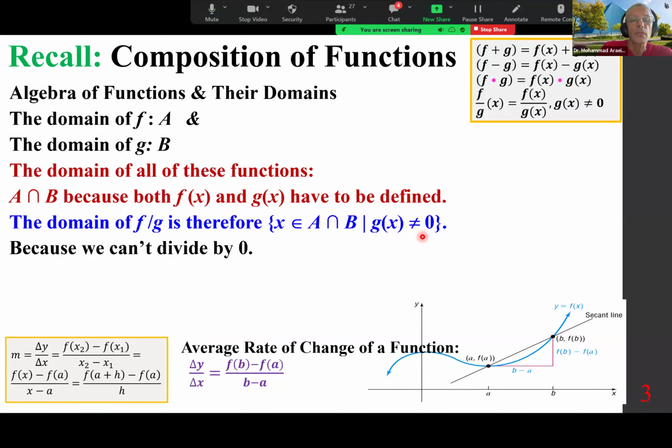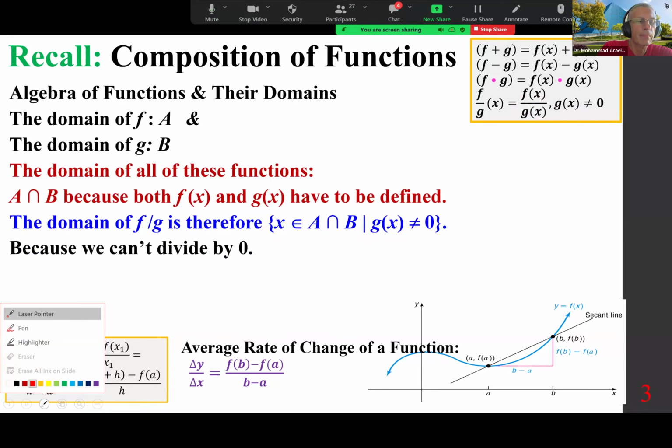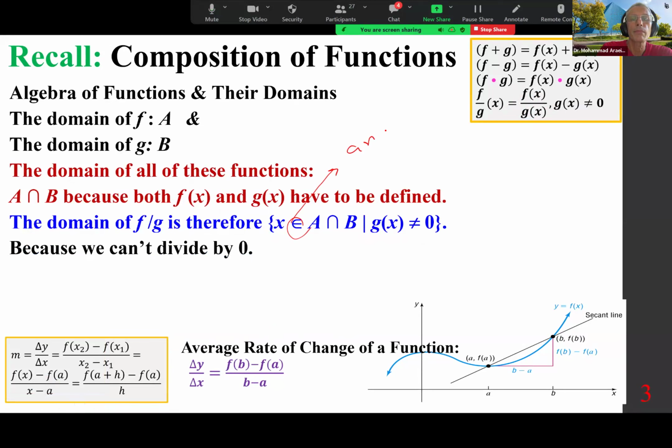So an element of, such that, let me just write that. This looks like an epsilon. An element of, and this line segment is such that.